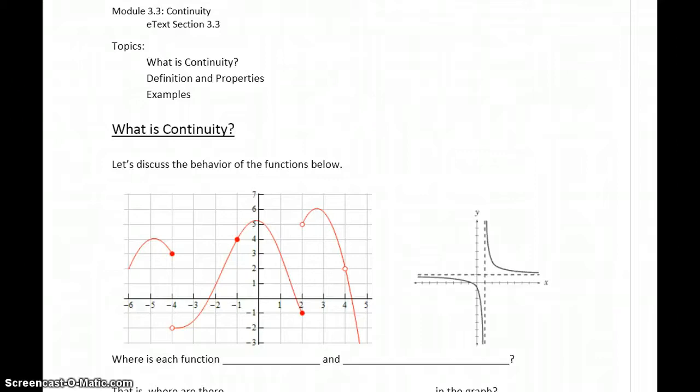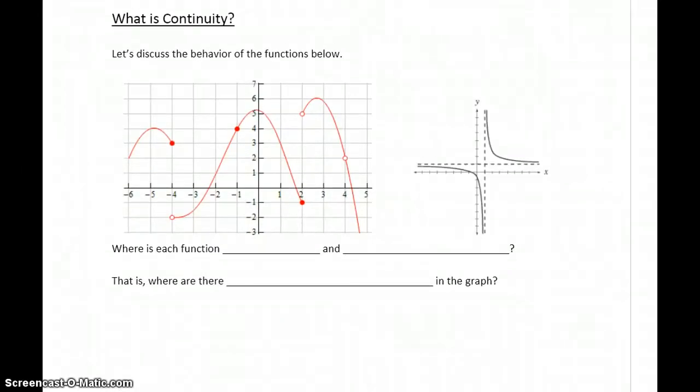Continuity is also going to be an important part of any of those definitions and theorems that we encounter throughout the course. So what we want to start off by talking about is what we mean when we talk about continuity, or what does it mean for a function to be continuous. These are two functions that we've talked about in the last two modules. We want to discuss where each function is smooth and continuous. We haven't talked about a formal definition for continuous, but essentially what we want to look at is where are there no holes or breaks in the graph.